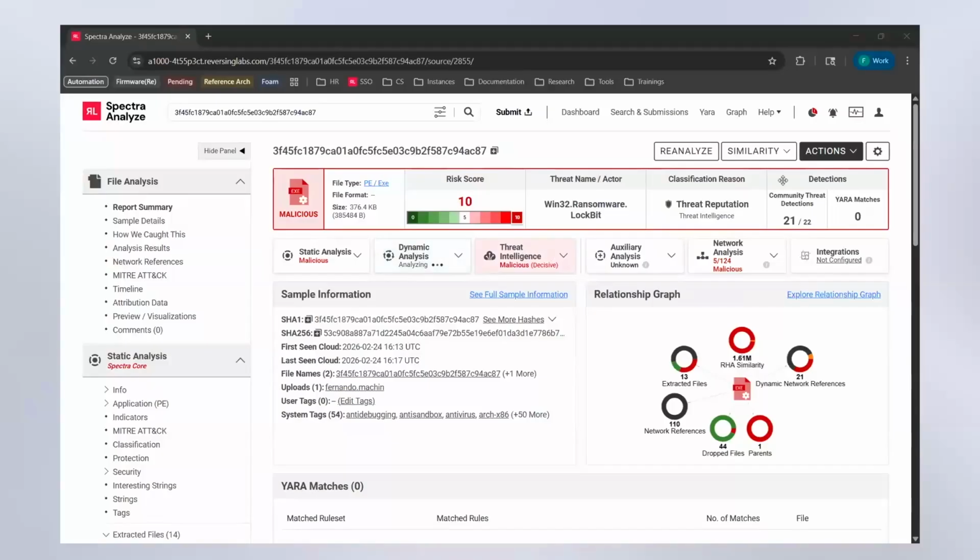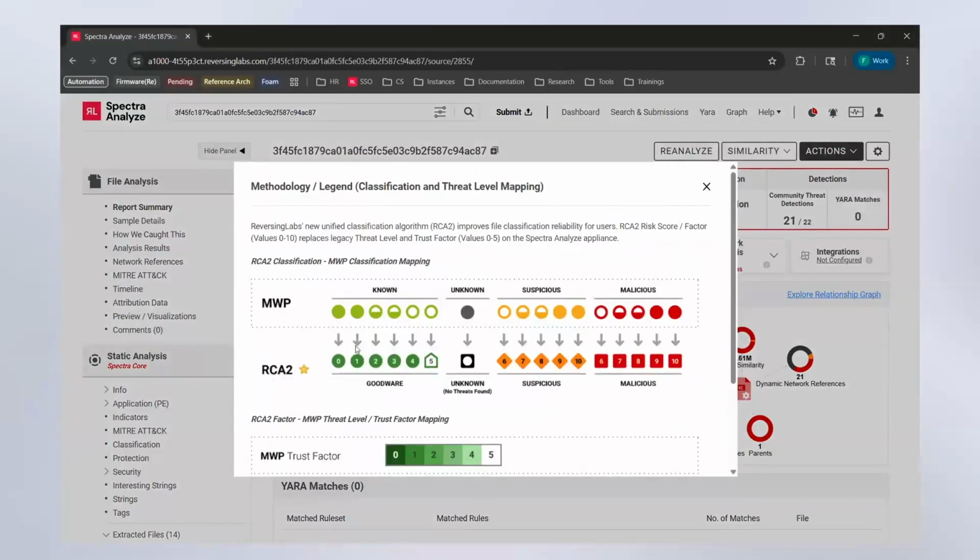Yeah. So this is Spectra Analyze, right? So we're looking at a specific sample here. You get a lot of information off the cuff, but there are specific things that I like to look at, right? That'll kind of go in line with what we've seen from the presentation thus far, right? So you have your immediate risk score, right? What does this mean overall? How do we do risk classification, right?